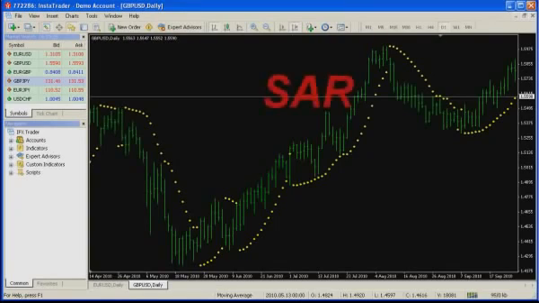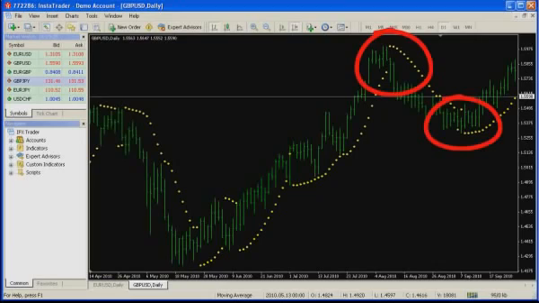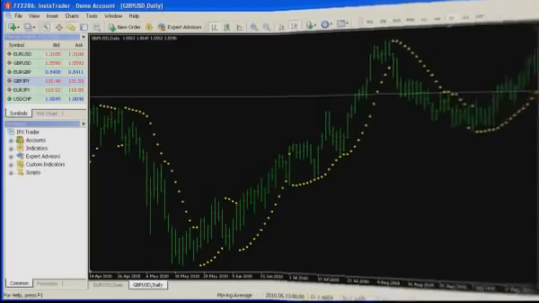SAR abbreviation in the indicator's title stands for stop and reverse. In other words, the parabolic indicator provides the trader with exit and entry points. The uniqueness of this indicator lies in the fact that it responds to price fluctuations as well as to time, while the majority of indicators do not take into account the time factor.